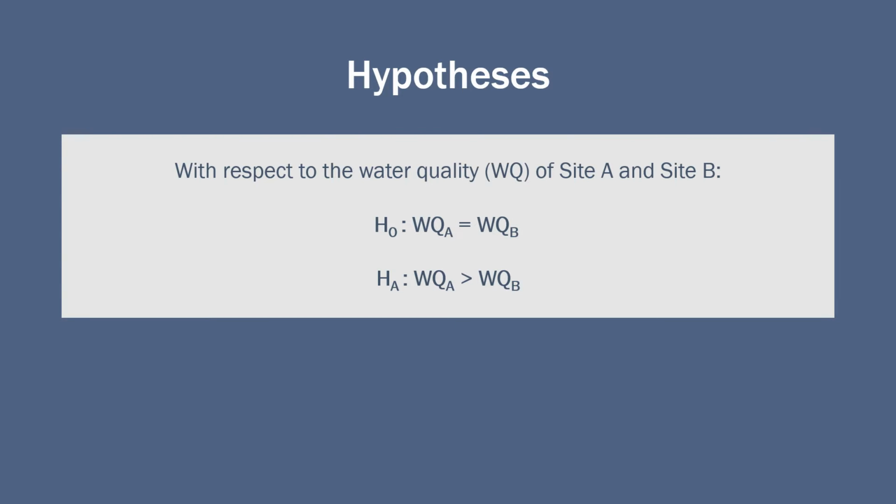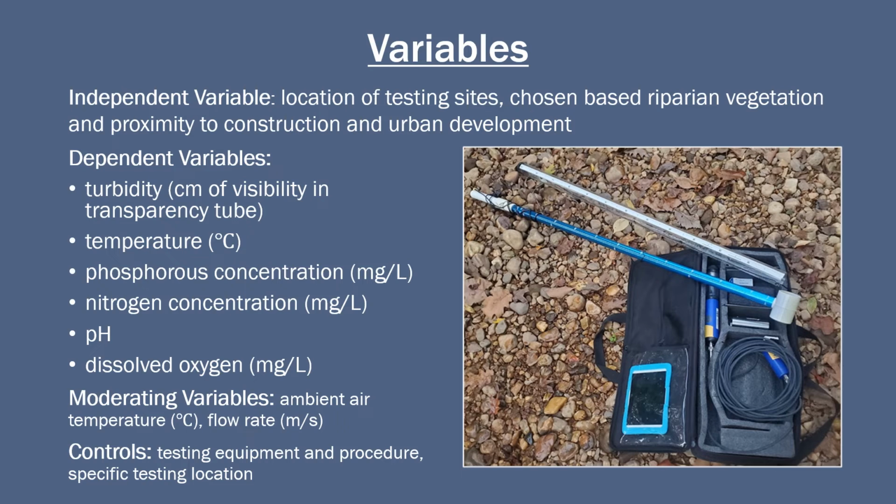So my null hypothesis is that the water quality at both sites would be equal to each other, and my alternative hypothesis was that the water quality at Site A would be better than the water quality at Site B because Site A had a much larger riparian buffer and it was farther away from urban development, while Site B was quite the opposite. The independent variable of my study was the location of testing sites, which was chosen based on the riparian vegetation it had and the proximity to urban development. The dependent variables of my study were the turbidity, temperature, phosphate and nitrate concentrations, pH, and dissolved oxygen of the stream at both sites.